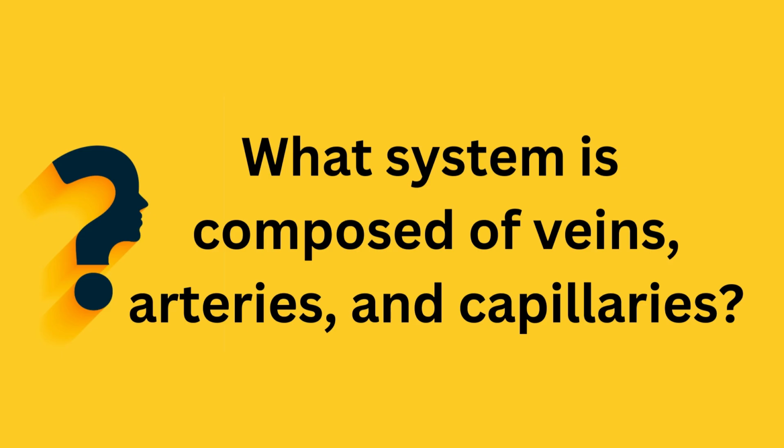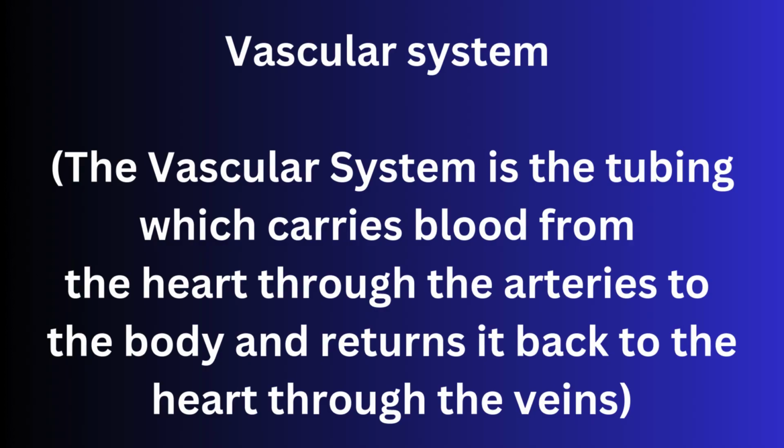What is an inflammation of the tissue that lines the lungs and chest cavity? Pleurisy. What system is composed of veins, arteries, and capillaries? Vascular system. The vascular system is the tubing which carries blood from the heart through the arteries to the body and returns it back to the heart through the veins.